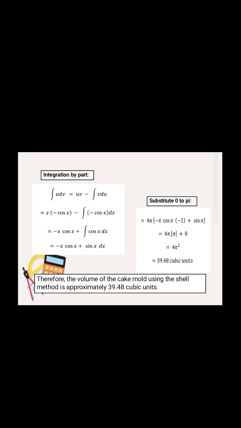So for the conclusion, the result tells us that the volume of a solid shape like a cake mold, formed by rotating the curve, is approximately 39.48 cubic units.